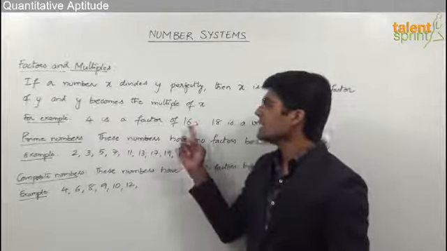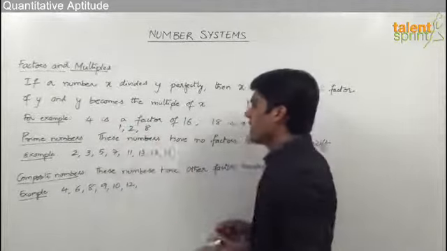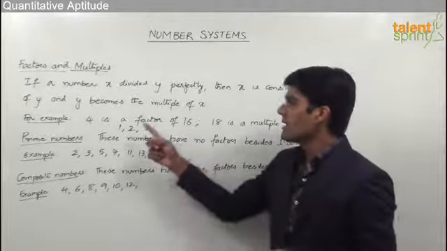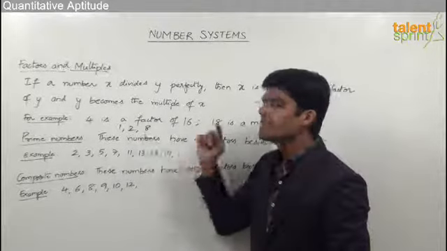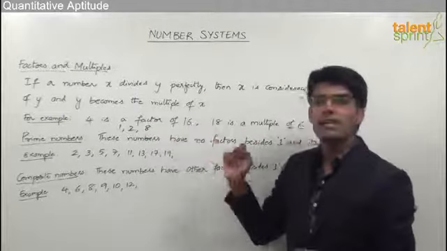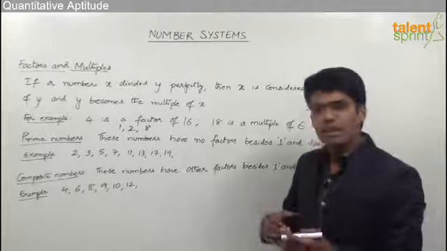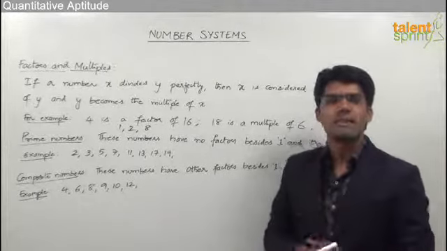Apart from 4, the other factors of 16 are 1, 2 and 8. Why? Because 16 is exactly divisible by all the three numbers. 16 by 1 is equal to 16, 16 by 2 is equal to 8, 16 by 8 is equal to 2. So only those numbers which can exactly divide the given number should be taken as the factors of the number. And similarly, only those numbers which are exactly divisible by the given number should be considered as multiples of the number.